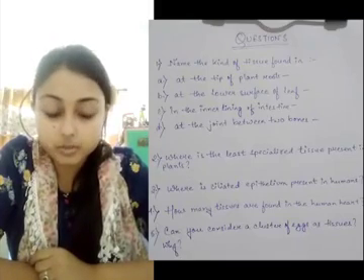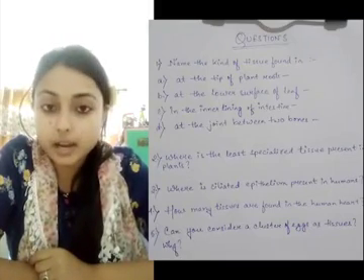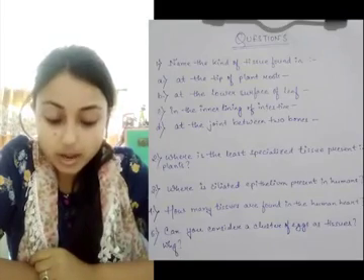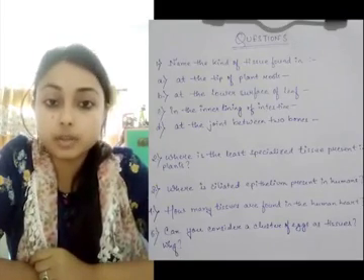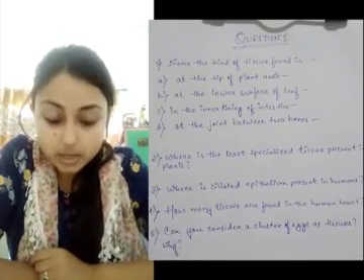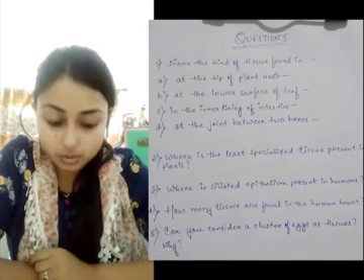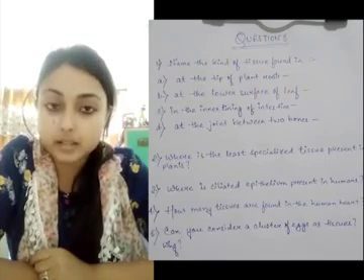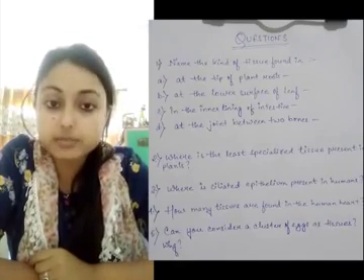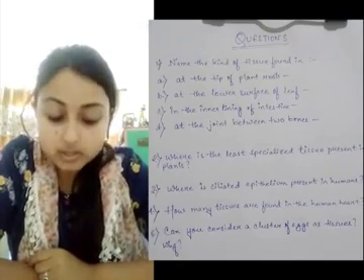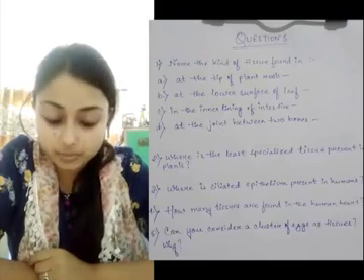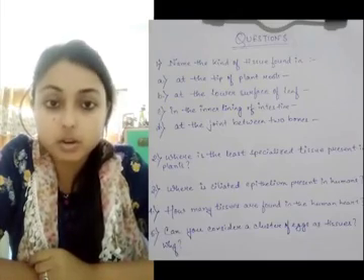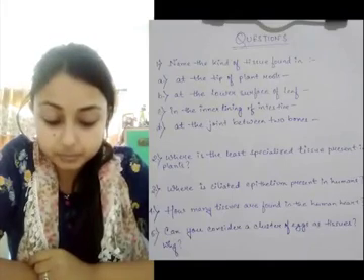We come to the next question. Name the kind of tissue found at the lower surface of the leaf. I repeat, name the kind of tissue found at the lower surface of the leaf. The answer is the protective tissue. So it is the protective tissue that is found at the lower surface of the leaf.